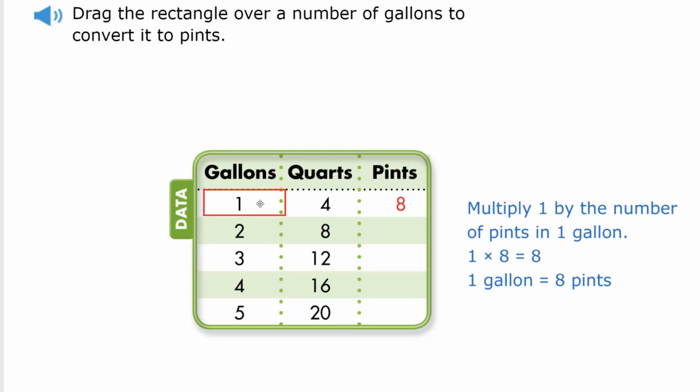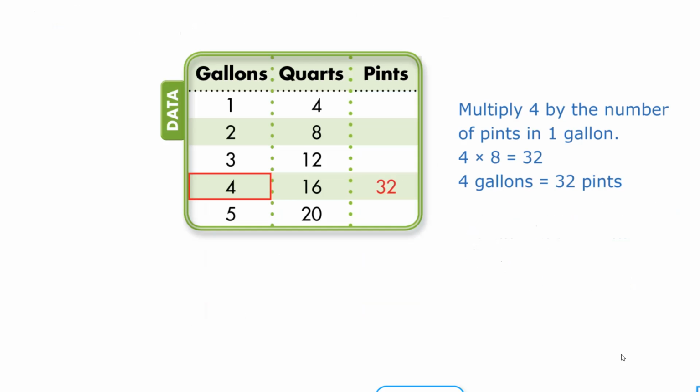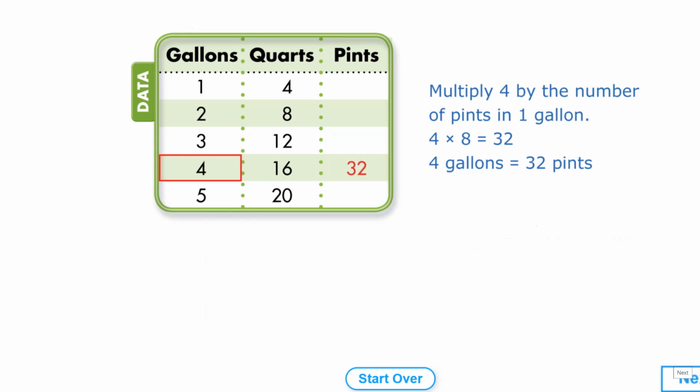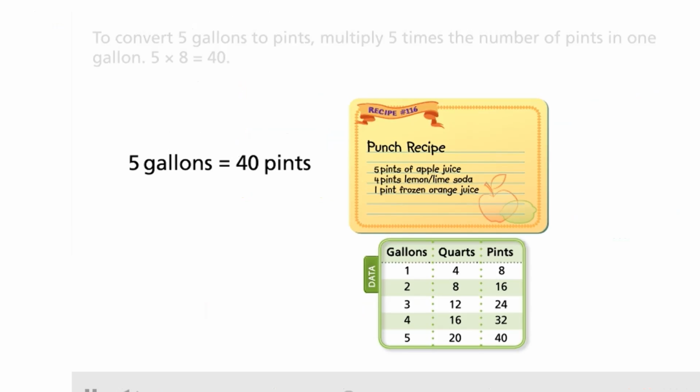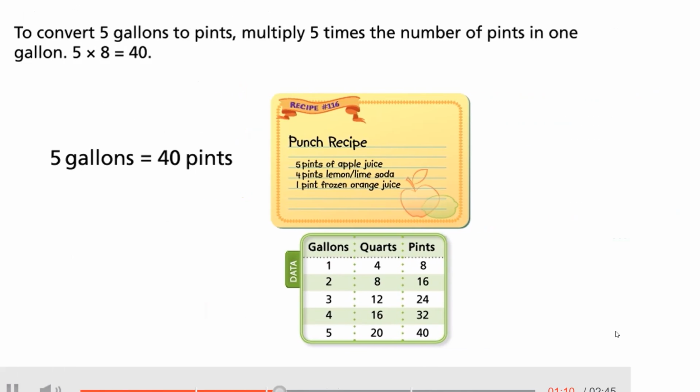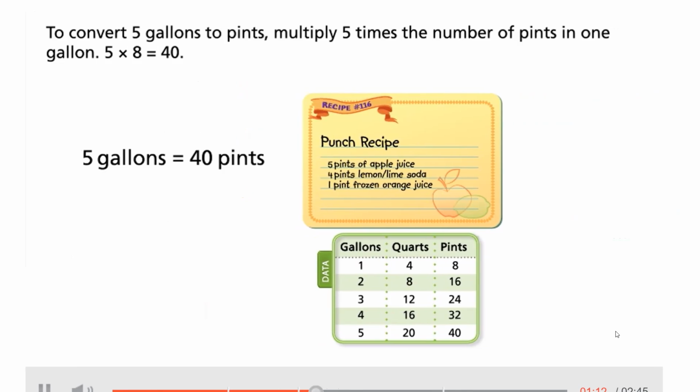So if I want to find out how many pints are in 4 gallons, I'm going to do 4 times 8. Multiply 4 by the number of pints in 1 gallon. 4 times 8 equals 32. 4 gallons equals 32 pints. And the same rule is going to apply for any other numbers that you select here. To convert 5 gallons to pints, multiply 5 times the number of pints in 1 gallon. 5 times 8 equals 40.